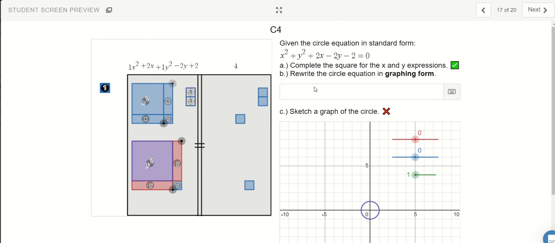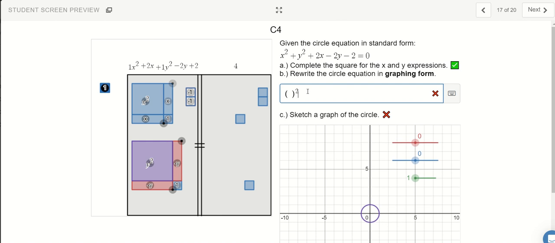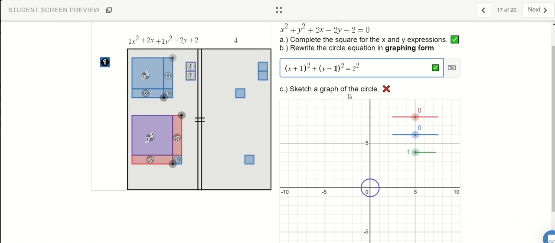So what is this in graphing form? We have 2 perfect squares equals, again, this is 4 here, or another way of writing it is 2 squared. So let's see, this is x plus 1. This is y minus 1. Oops, forgot to click over y minus 1. And now it's in graphing form, let's graph it.